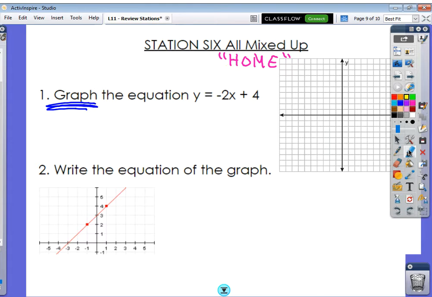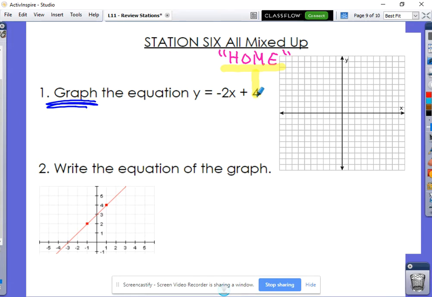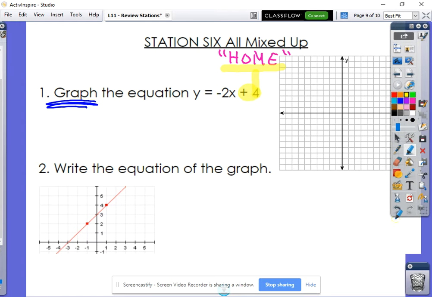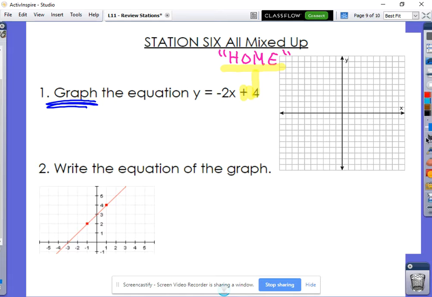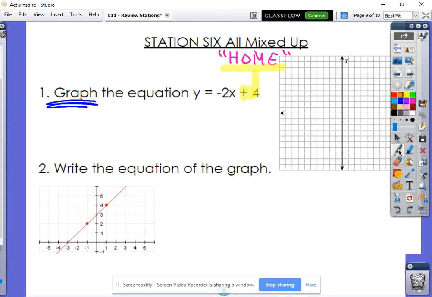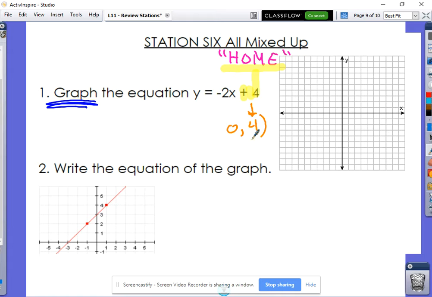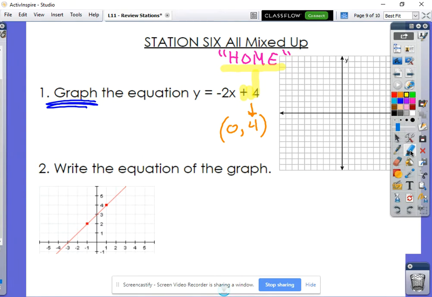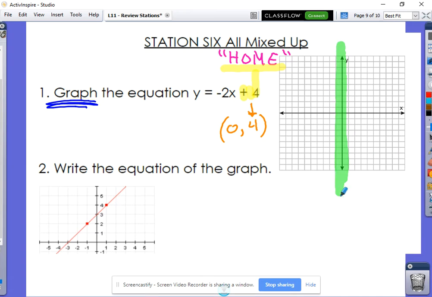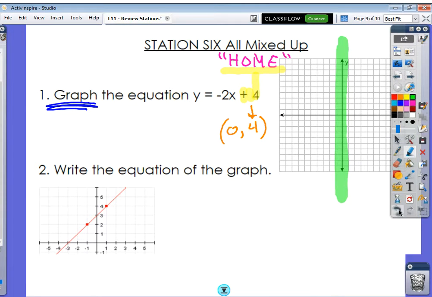Tell your neighbor your home value is positive 4. Positive 4. So please be careful. You must start at home. So that gives us the point 0, comma 4. This is one mistake I see people make. You have to start on the y-axis. Do not leave the y-axis. You must begin your graph on the y-axis.